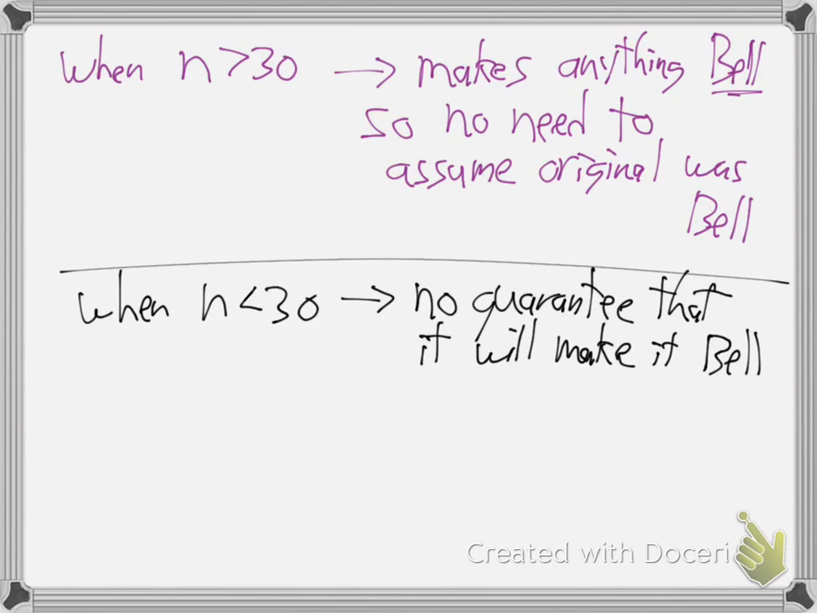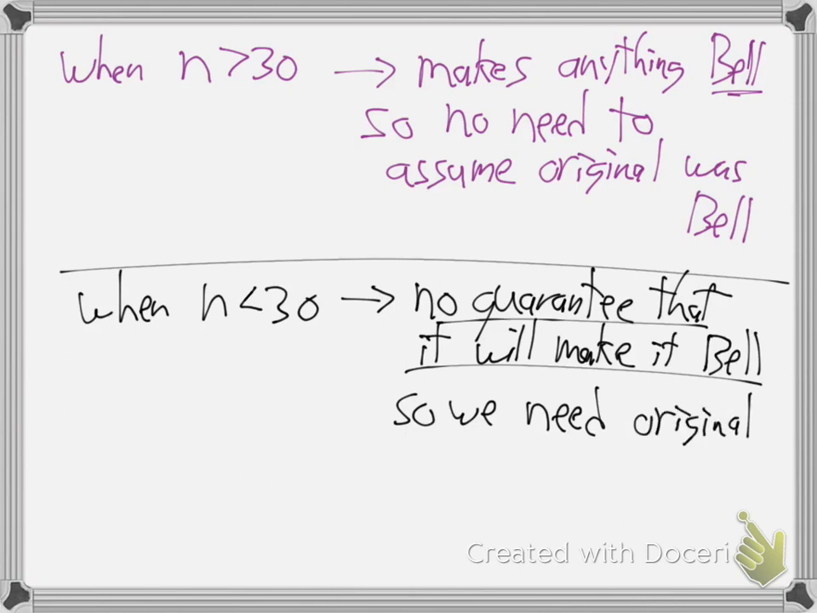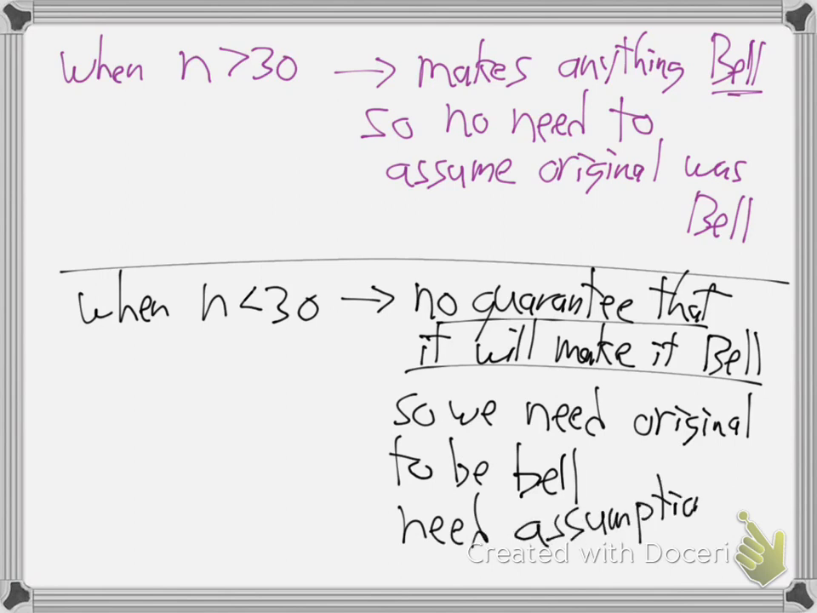So if you have less than 30, there's no guarantee that it will make it a bell, and we need everything to be bell, right? Everything we do on this thing is assuming it's a bell curve. The thing's even called normalcdf. It assumes you're talking about a normal curve. So if there's no guarantee that it's going to make it a normal, we need the assumption that the original was a bell.